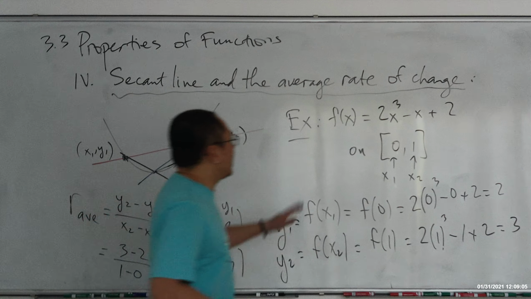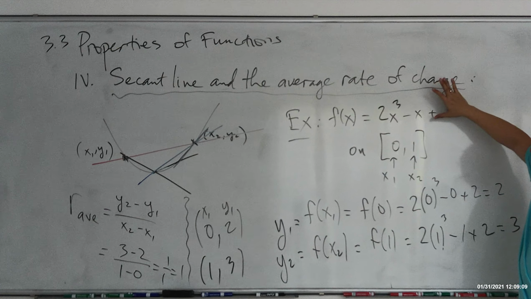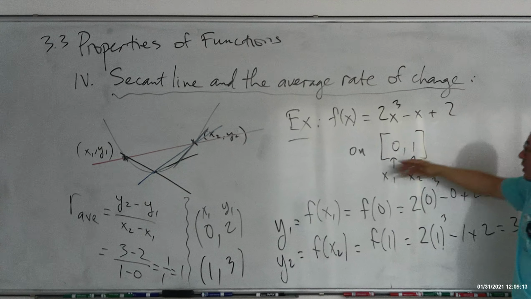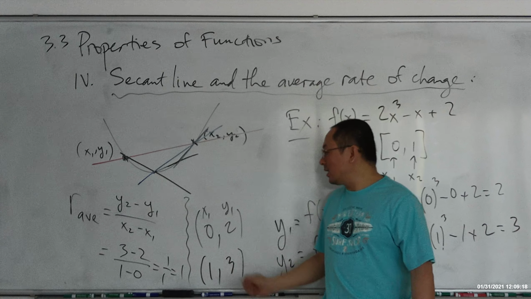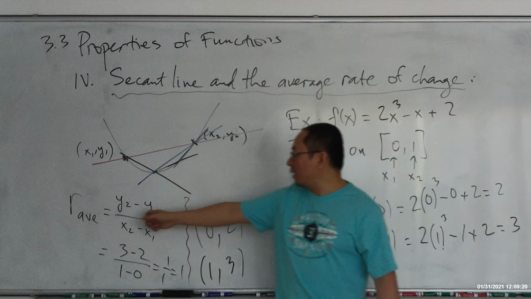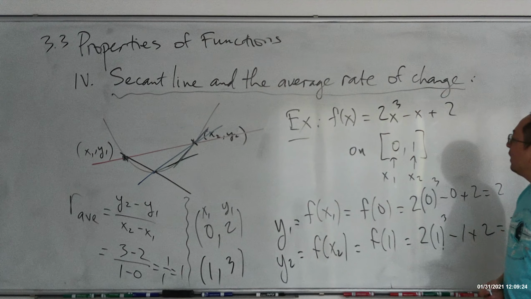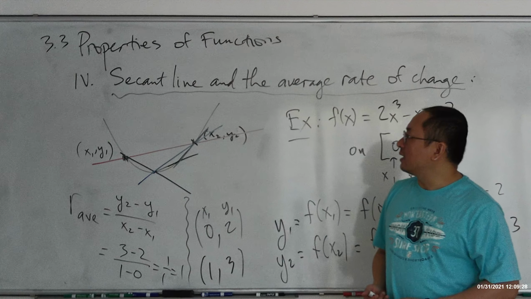So in general, you guys will see the exercises in this topic right here. They're going to give you a function and an interval, or they simply give you straightforwardly x1, y1, and x2, y2. They ask you to find the average rate of change. Just calculate what? y2 minus y1 over x2 minus x1. Then you will have the answer. Okay? And this is the end of section 3.3.